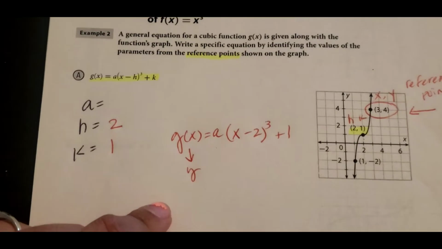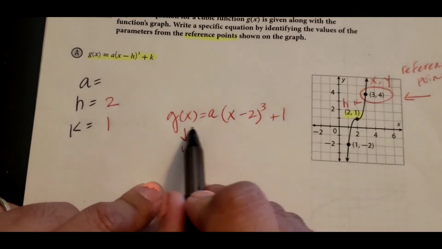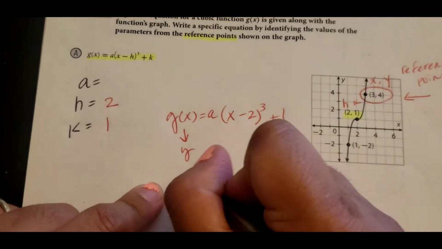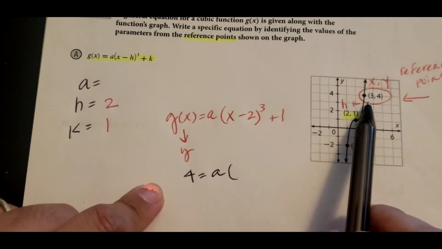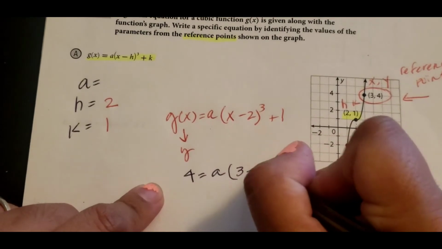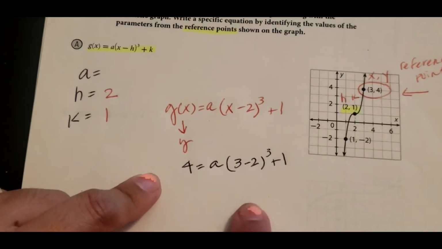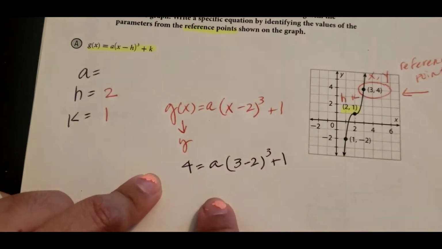Now we're going to substitute. I'm going to use a black pen just to show you the difference. Instead of g of x, remember, we're going to substitute our y value, which is 4. We still don't know what A is. Instead of x, I'm going to substitute my 3. Everything else gets written the same. When you plug that in, the only unknown you should have is A, and that's what we're going to solve for.